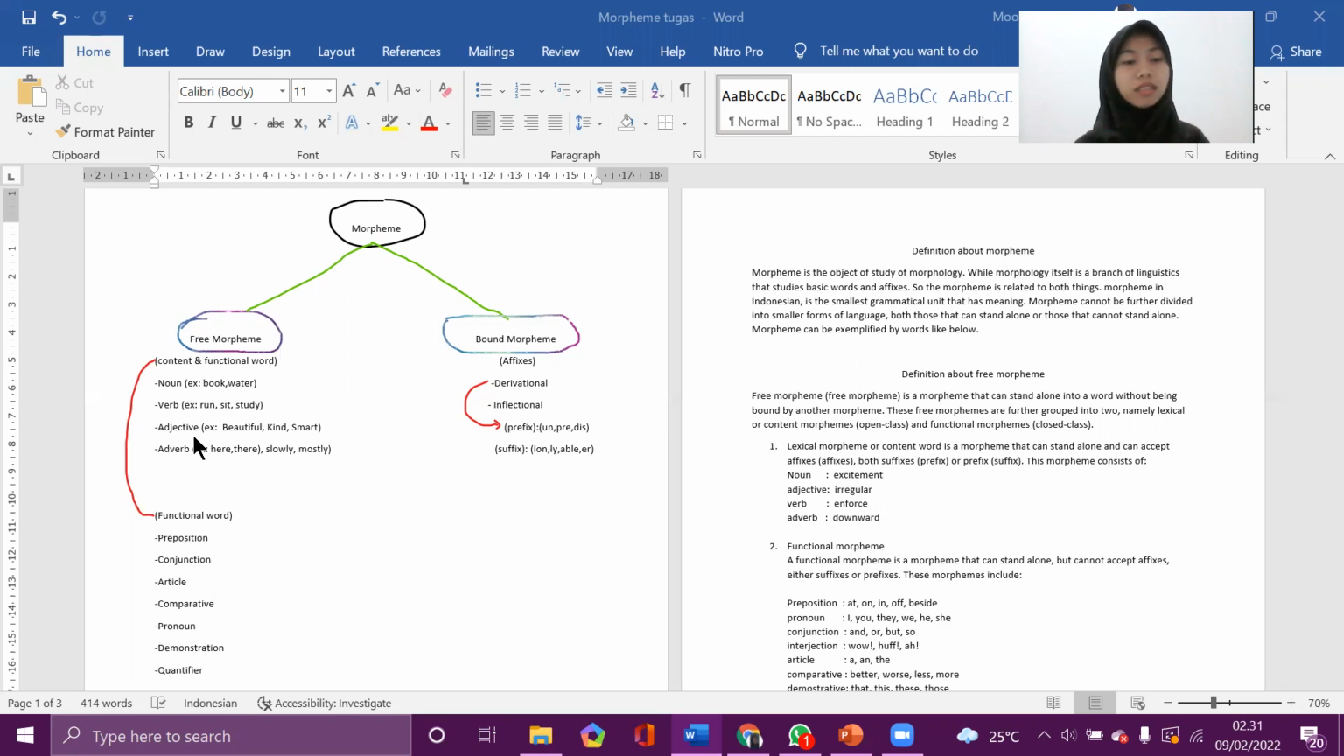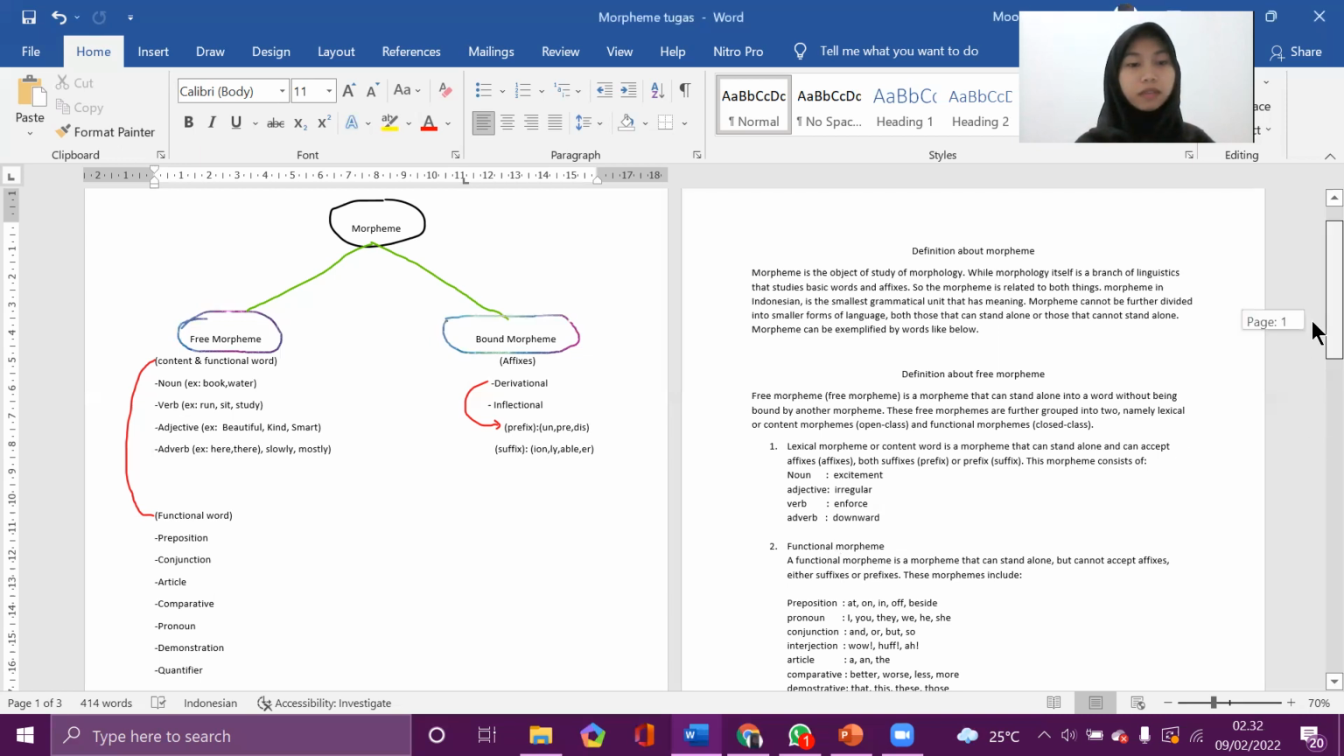The next is adjective. Adjective generally describes a noun or state. And examples of adjective are beautiful, kind, smart, lazy, crazy, and so on. And the last part of content word is adverb. Adverb functions to describe a verb or adjective. And examples of adverb are here, there, slowly, and mostly.